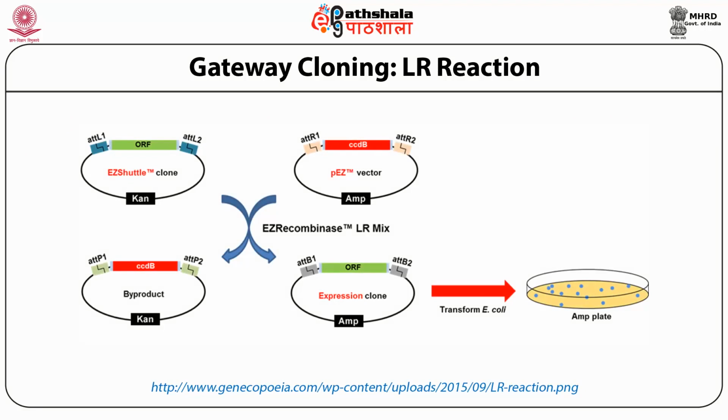Here is a schematic of the LR reaction which we just discussed in the previous slide. As you can see, we have our entry clone, which is shown here on the top left, and our gene of interest is already inserted at the attL1 and attL2 sites. Now we mix it with our destination vector. In this case, it's an expression vector, which also contains attR sites, attR1 and attR2. It also contains a gene in between.